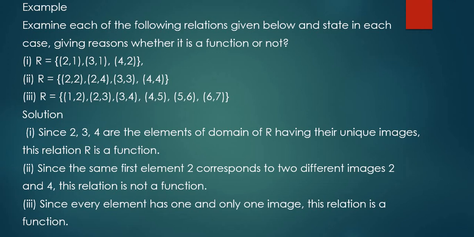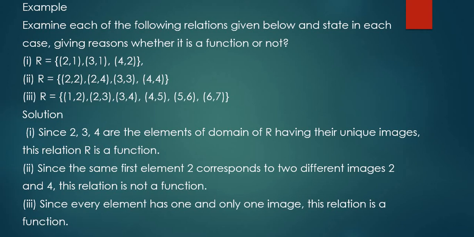Examine each of the following relations given below and state in each case your reasons whether it is a function or not. First relation namukku nokkam. Relation R is equal to the set of all ordered pairs (2, 1), (3, 1), (4, 2). Is it a function? Since different elements have different images. First ordered pair (2, 1): 2 in the image 1 aanu, 2 enna vera oru image illa. Then 3 in the image 1 aanu, that is 1.